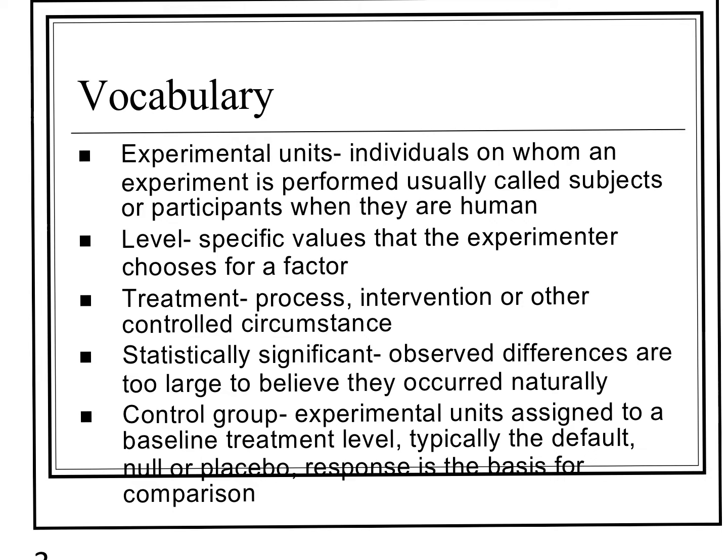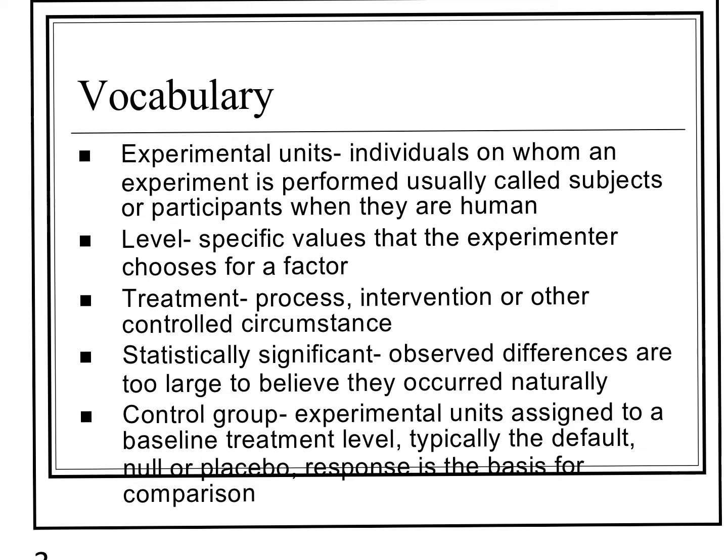Okay. The experimental units are the individuals on whom an experiment is performed, usually called subjects. They're called participants when they're human. You were my participants. You were my experimental units. The experimental units might be tomatoes. Experimental units might be strawberry plants.